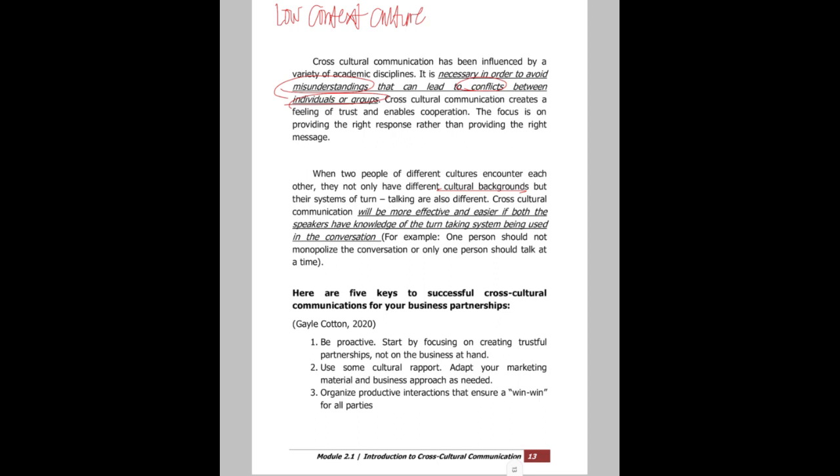So, most likely, yun yung pagkakaiba talaga ni low context and ni high context. So, cross-cultural communication will be more effective and easier if both of the speakers have knowledge of the turn-taking system being used in a conversation. So, for example, one person should not monopolize the conversation, or only one person should talk at a time. So, ibig sabihin, dapat kapag may isang usapan tayo, let's say may meeting, hindi dapat isang tao lang yung magsalita, na puro siya lang, na puro idea lang niya.